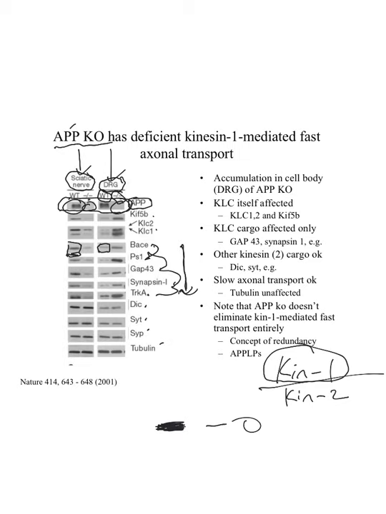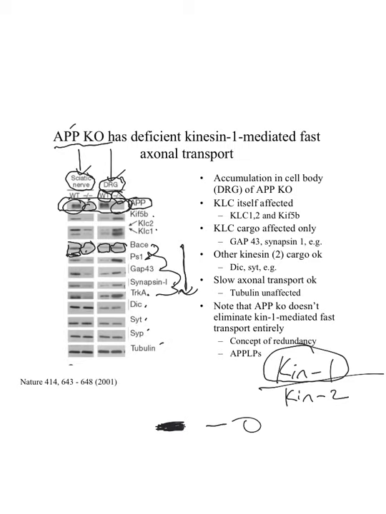Compare that to the pattern that we see for the knockout. We see a much bigger band in the soma and a much lighter band in the axon. That means that the protein is being made and it's accumulating in the soma. That's because there's some deficiency in the transport down the axon. And that's why we see less of the protein present in the axon of the knockout compared to the wild type.